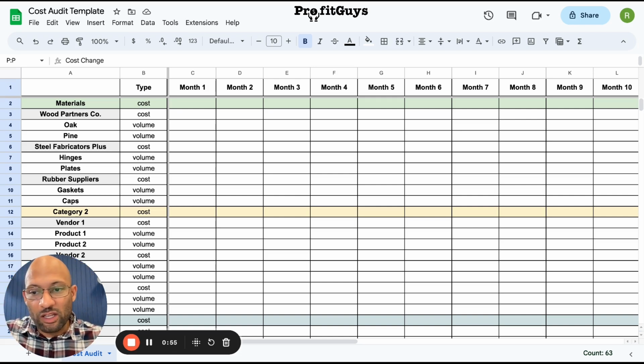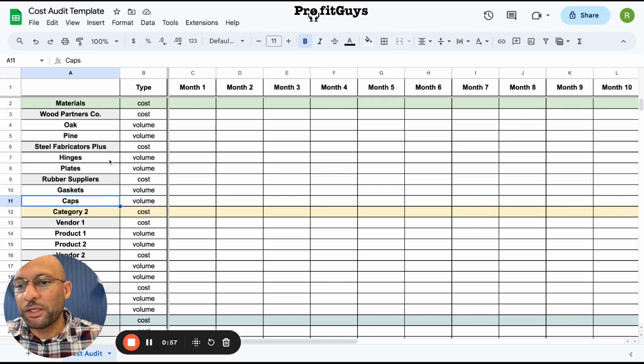So just a real quick description of what's on this sheet so you know how to use it. And some of the stuff I have in here is just examples. So you're going to want to create basically a section for each one of your purchase categories. So here I've put materials. Let's say I'm a manufacturing company and I source materials like wood or steel or whatever that we use in production. Then I'm going to want to make a materials category.